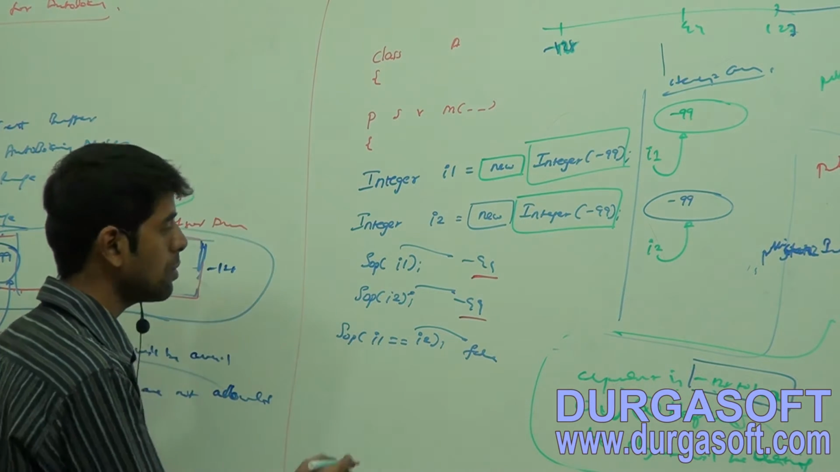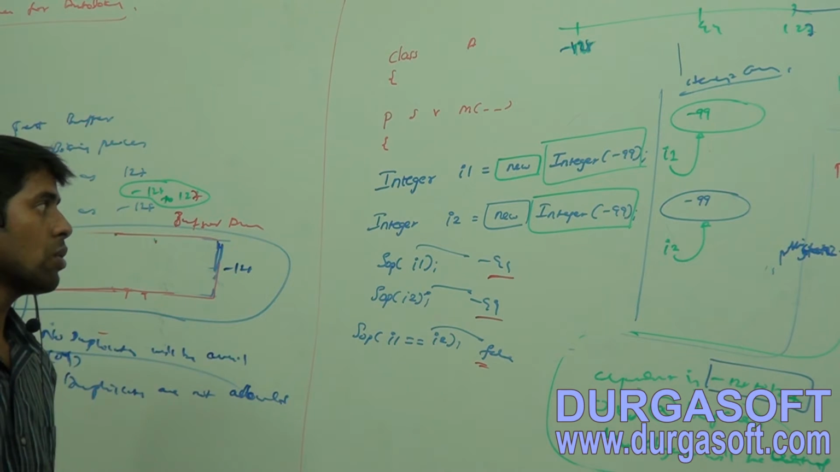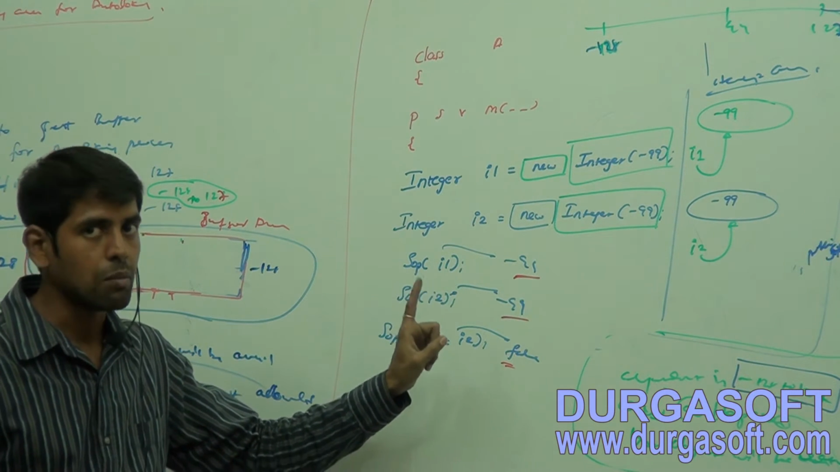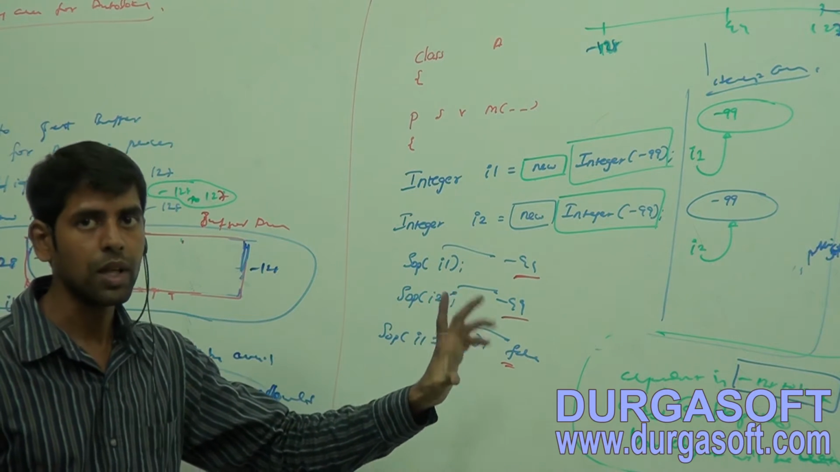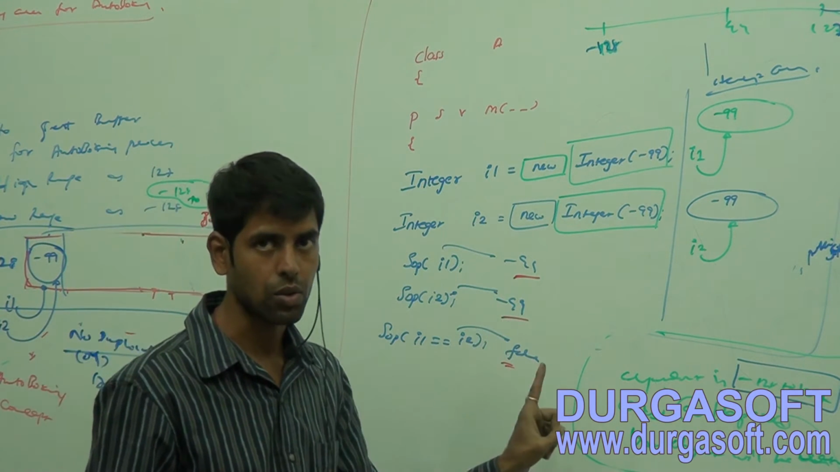So if I use the double equals operator, it will give the answer as what? False. Even though the objects' data is the same, the reference values will be different. Okay, now observe here. Let me compile and execute this piece of code.